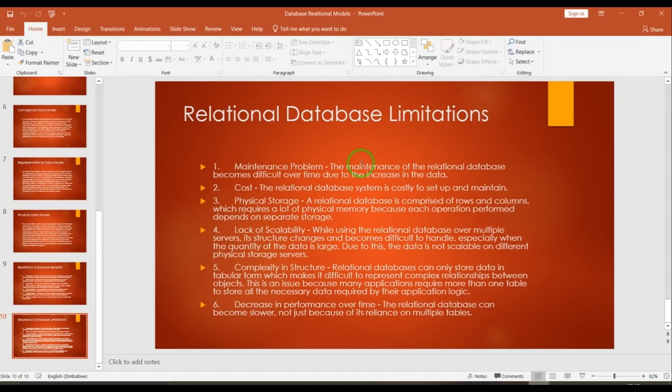Question 1. What is a data model in database management system? Number 2. What are the 3 types of relational models? Number 3. How does a relational model work?